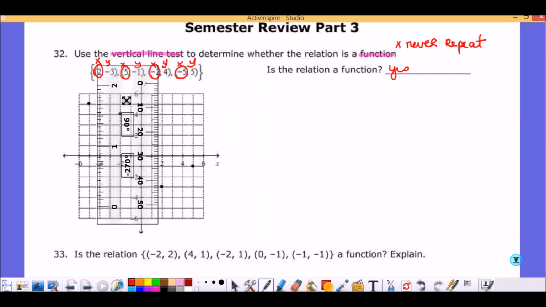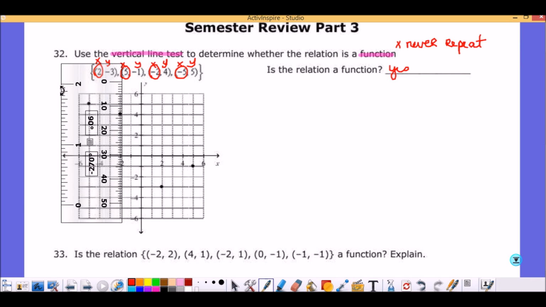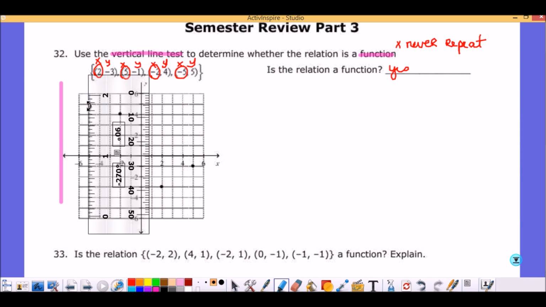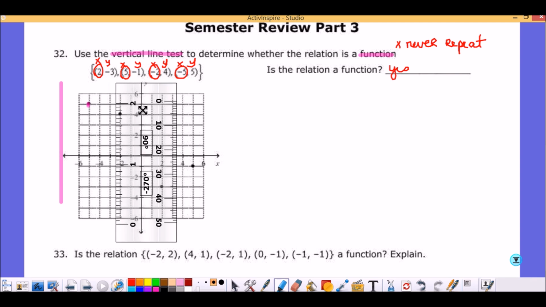So if I were to use the vertical line test, remember that means I take a ruler or a vertical line and it has to pass the vertical line at one point. So I'm going to take my ruler and start moving it from left to right. Well, this point touches the ruler or the vertical line at one point. So that does pass. Let's keep going.